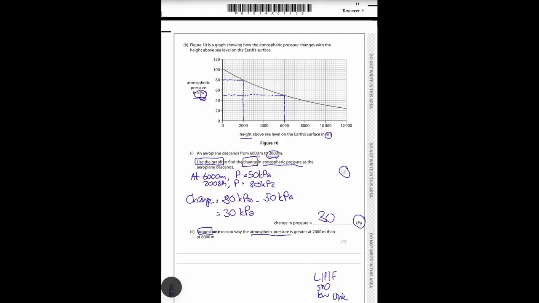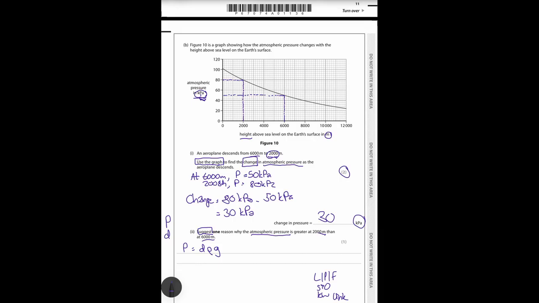So if it's atmospheric pressure and it says greater at 2,000 meters than 6,000 meters, well, I'm obviously going to need a form of pressure in there if there's a formula that I can think of. And it must be something to do with 2,000 meters, 6,000 meters. Well, what is that to do with? That's the depth of the atmosphere. So is there a formula of pressure and depth? Yeah, there is. There's a formula that says pressure equals depth times density times g. So I'm going to write that formula first.